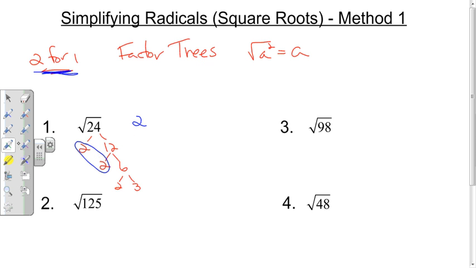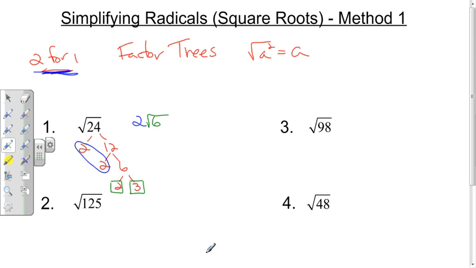Now if you notice, I have these other factors here. I have one factor of 2 and one factor of 3. Well, there are no more 2-for-1 opportunities because I need to have two identical factors. So I'll just put those back together and call 2 times 3 6. And that is inside the square root still because I was not able to square root either of those factors and simplify it.